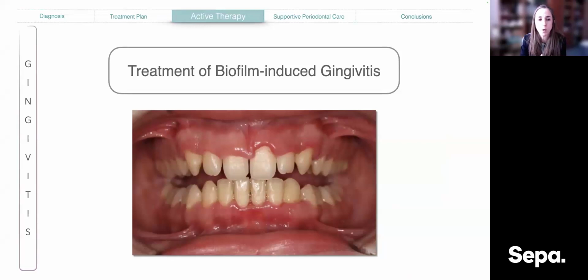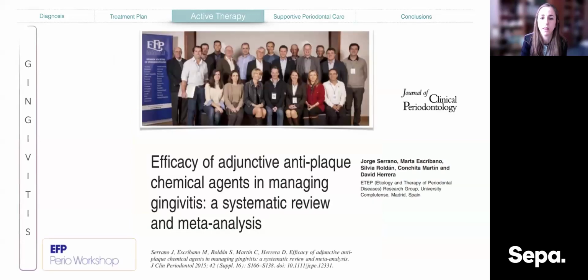Most of the comments we will make about the use of antiseptics in regards to the treatment of gingivitis are based on the workshop held in 2016, and in the following slide, the consensus and the systematic review held in this workshop of the European Federation of Periodontology, in which David took part. So as we have him today with us, I'm sure he can tell us a lot about it.